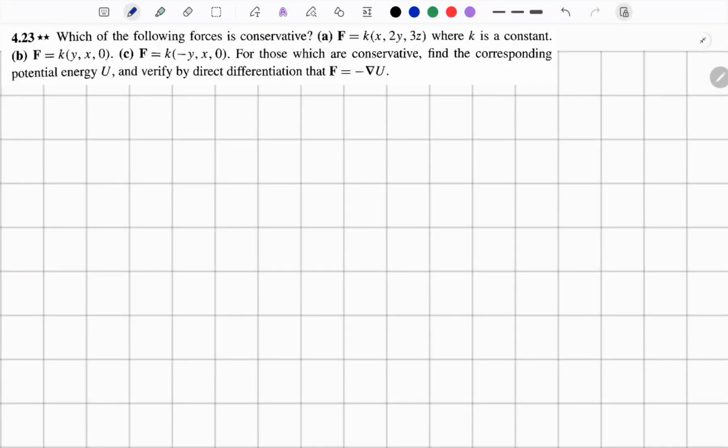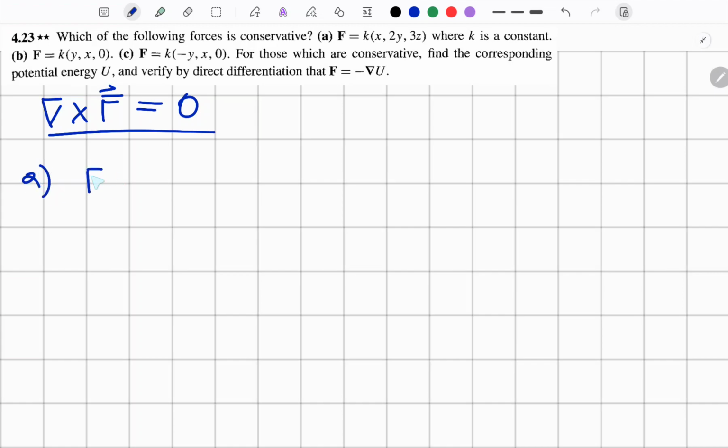All right, so we're going to work through problem 4.23 from Taylor's Classical Mechanics. This is a chapter 4 problem on conservative forces, proving that the following forces are conservative using the gradient crossed with the force. If a force is conservative, the cross product of del, or nabla, cross F should be 0.